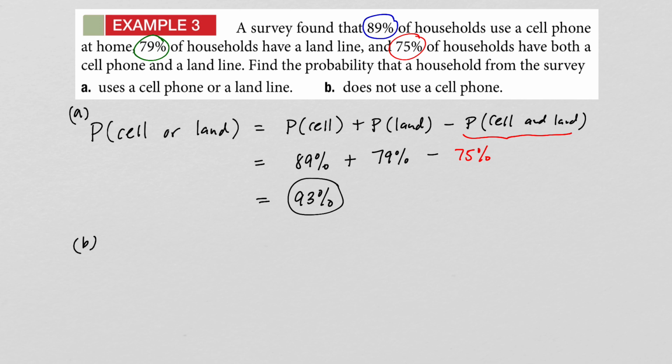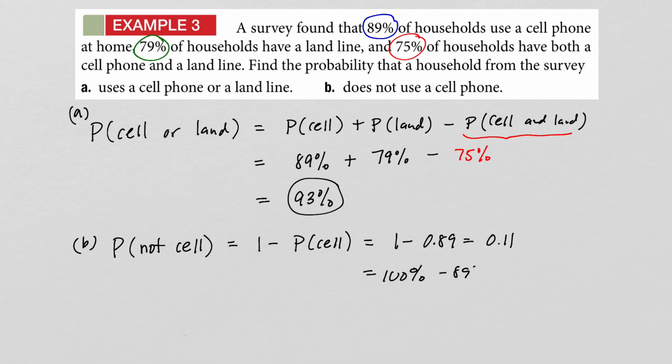Now for part B, we want the probability that they do not use a cell phone. So I'm just going to write probability of not cell. Well, we know this is 1 minus the probability of cell, right? This is just our complementary events rule. And this is going to be 1 minus, what is the probability that they use a cell phone? Remember, that was 89%, okay? So you could do 1 minus 0.89, which is 0.11, or you could do 100% minus 89%, which is 11%. So either way, it's 11%.